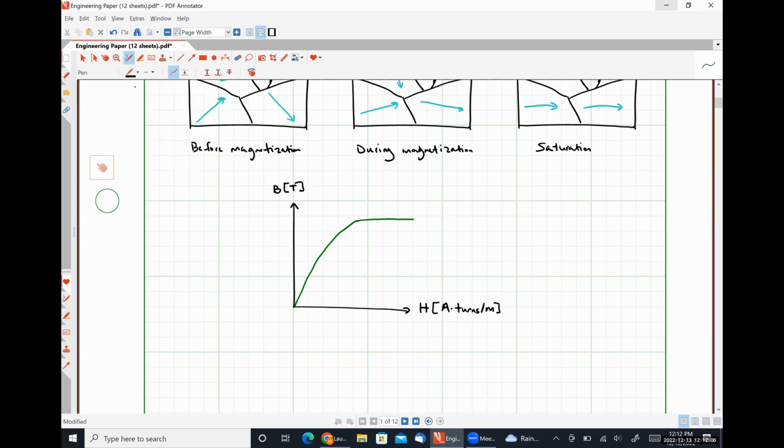So this curve has three distinct regions. Let's start with this one right here. This is our linear region. And to this point, we have assumed that all of our devices have been operating in this range. Here we have our knee region. This is where our BH relationship becomes nonlinear. And then finally, we have our saturation region, where increasing H doesn't cause a change in B.